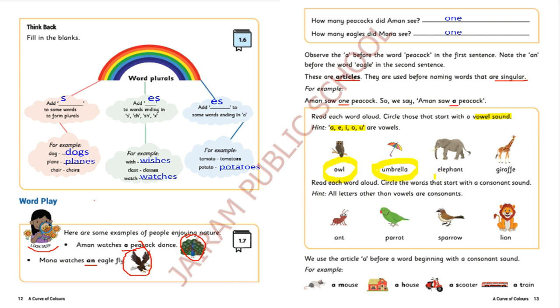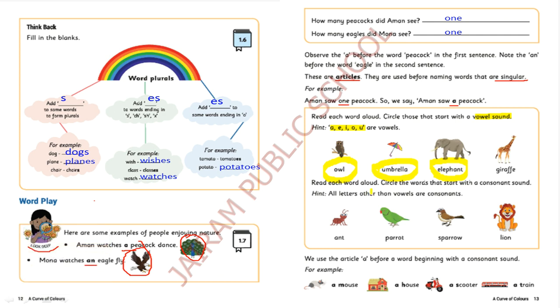Here, elephant. Elephant, what is the sound here? E. So I'm circling this elephant. Next one, giraffe. Giraffe. G. What is the sound of G? G. Is it a vowel sound? No, it's not a vowel sound, so don't circle this. Okay.